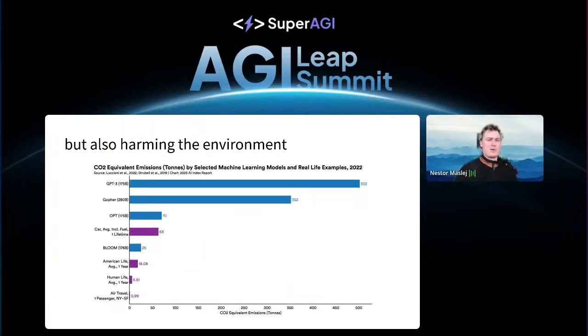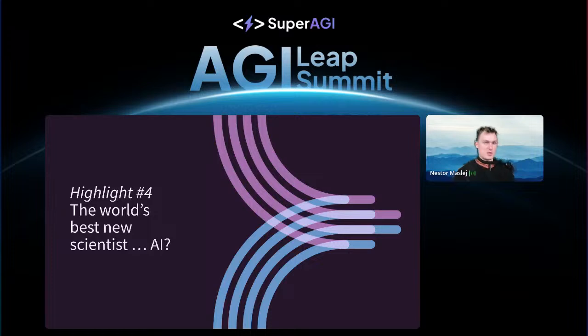At the same time, however, there's evidence that AI can also harm the environment. Certain models like GPT-3, Gopher, and Bloom have fairly large computational and carbon footprints. And given the fact that these models are increasingly scaling as time goes on, it's going to be increasingly important and necessary for people to track the carbon emission trends of some of these models in the future.